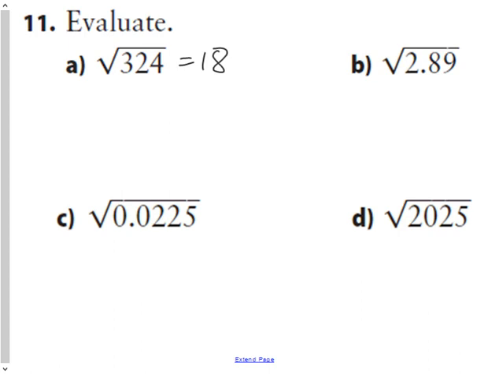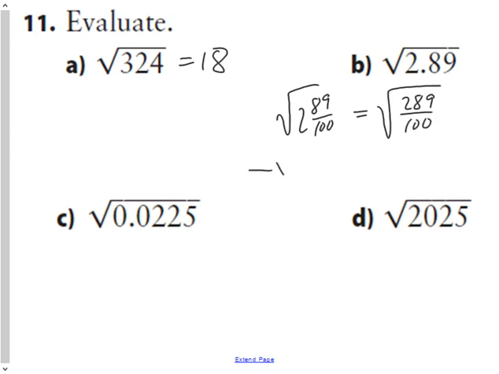For the second one, 2 and 89 hundredths, I'm going to change this to this question here, 2 and 89 hundredths. And the reason why I'm going to do that is because that's going to be the same question as what is the square root of 289 over 100? So what fraction times itself is 289 over 100? Well, I know that 10 times 10 is 100. I can do that one.